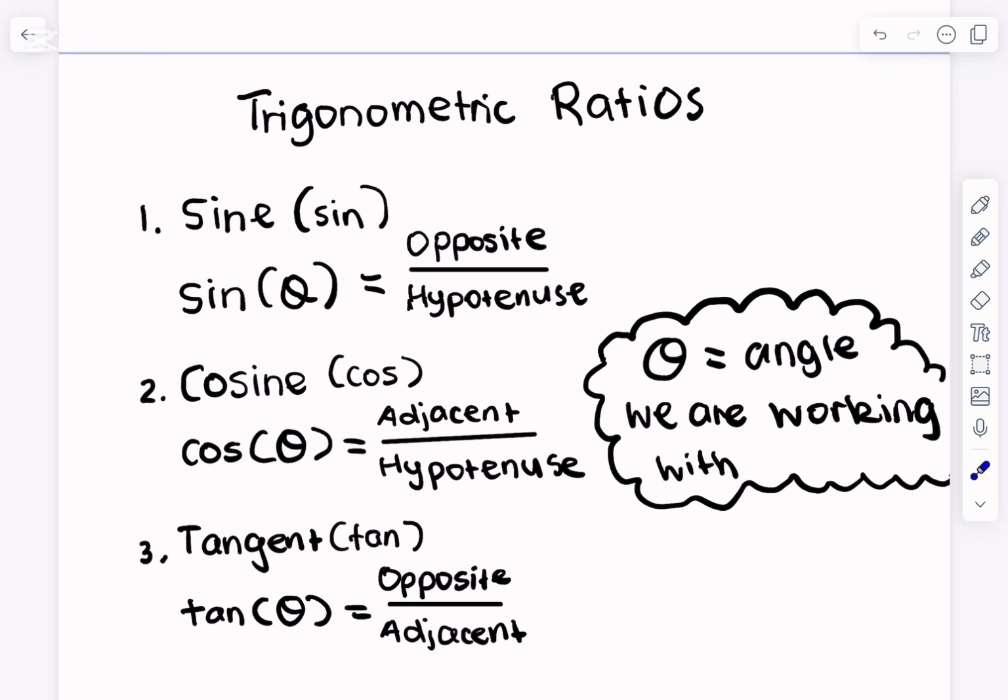1. Sine. This is the ratio of the opposite side to the hypotenuse. 2. Cosine. This is the ratio of the adjacent side to the hypotenuse. 3. Tangent. This is the ratio of the opposite side to the adjacent side. Also, please note that the circle-looking thing called theta on the right means the angle that we are working with.